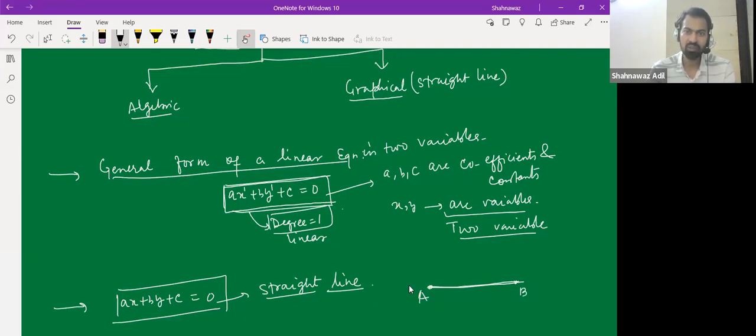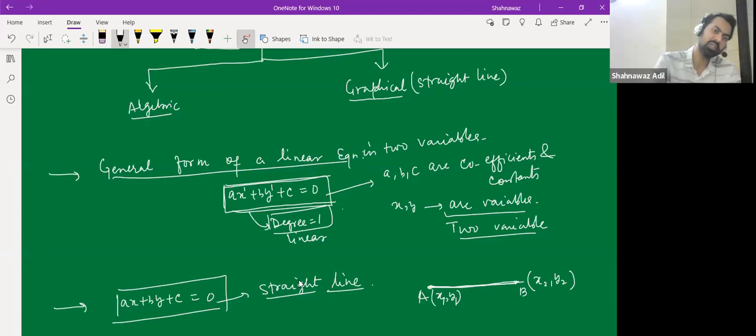And on the graph, there would be locations. So there would be, let's say, X1 and Y1 location, and let's say this would be X2 and Y2. So these two different location points, and we can then draw a straight line. So whenever they want us to represent the linear equation in two variables graphically, we will find two points and then plot them out.